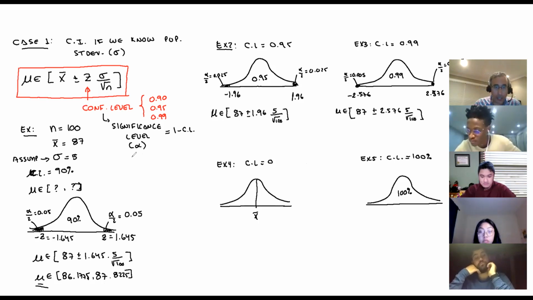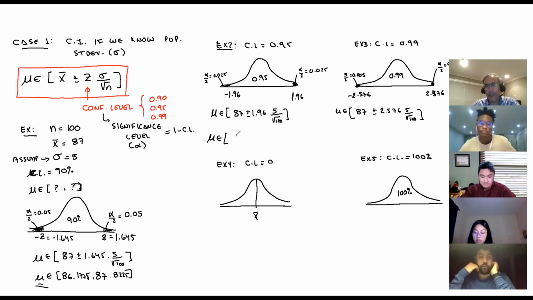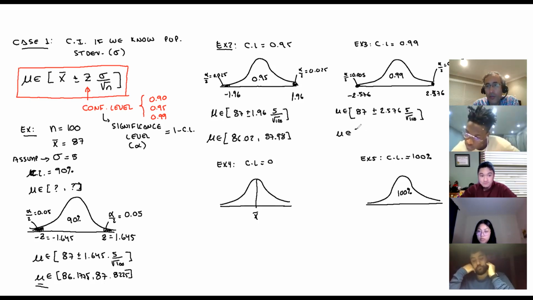So this one here is mu belongs to what? What number? 87 plus or minus 0.98. Can you give me the numbers? 86.02 and 87.98. Perfect. Someone to confirm, so we have values. Confirm. Perfect. And this one here is going to belong to what? I got 85.712 and 88.288.